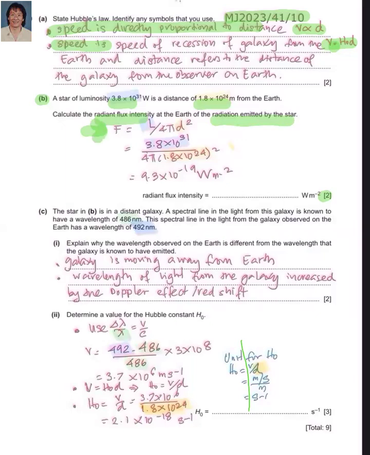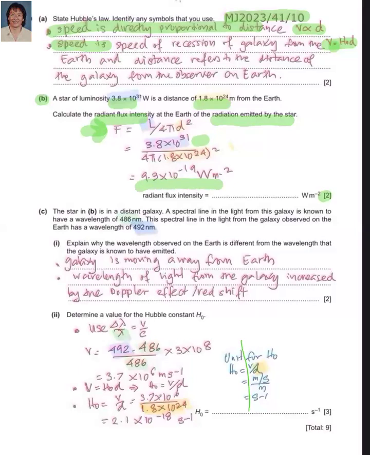So you substitute the values into this equation, and you get F equals 3.8 times 10 power 31 divided by 4 pi times (1.8 times 10 power 24) squared. This will give you 9.31 times 10 power minus 19 watts per meter squared.